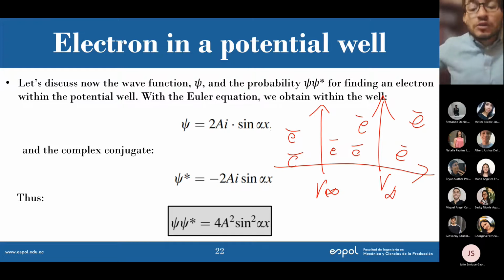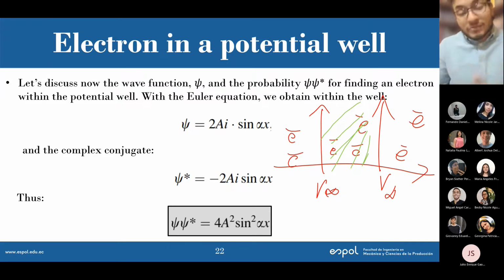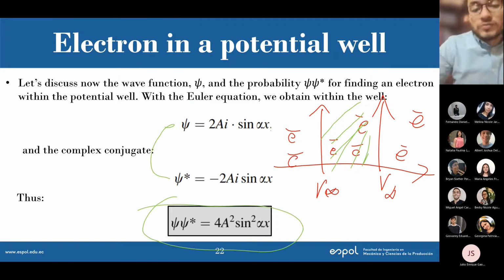So the probability to find an electron here within the well is basically the probability of the function, that is the product of the function times its complex conjugate. So if you multiply this, you will get 4a squared sine squared of alpha x.